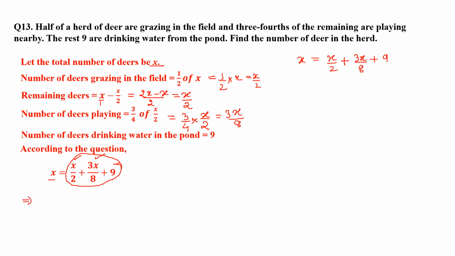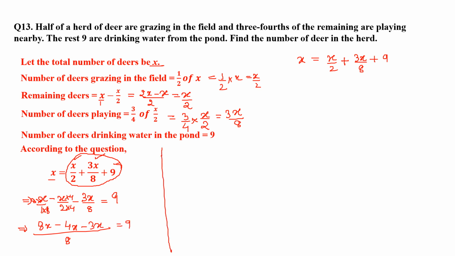So bring all the variables to one side. x by 2 and 3x by 8, I am transposing to the LHS. So it will be x minus x by 2 minus 3x by 8, and this is equal to 9. Now take the LCM. The LCM of 1, 2 and 8 will give me 8 only, isn't it? So it will be 8x, because in 1 you have to multiply by 8. Here also multiply by 8. 2 times 4 will give me 8, so here also multiply by 4. And this will be minus 3x equal to 9.